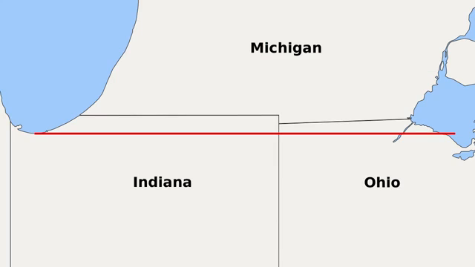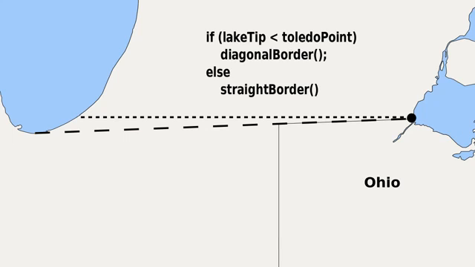However, it was reported by fur trappers that Lake Michigan extended further south than previously thought. In response to this, Ohio said that in that conditional case, Ohio's northern border would be on a diagonal line going from the tip of Lake Michigan to a point on Lake Erie north of the port of Toledo.